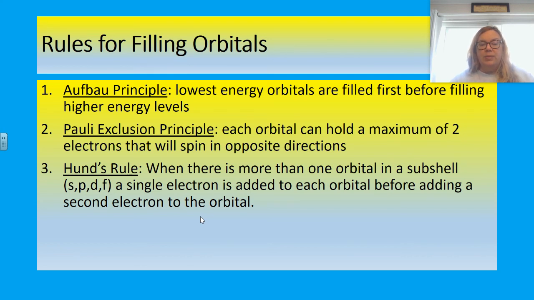So if we're talking S, P, D, and F, a single electron is added to each orbital before adding a second electron to the orbital. You may remember me describing to you guys that Mama would feed all of her Huns first before anyone got seconds. And so we look at that as per orbital and subshell. So that means like in a 2p, for example, we're going to put 1 electron in each 2p orbital before we put a second electron in any of those.